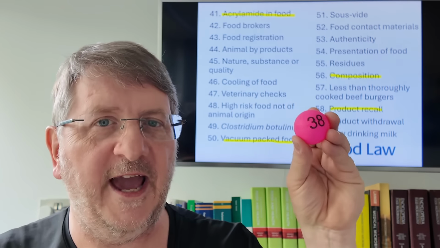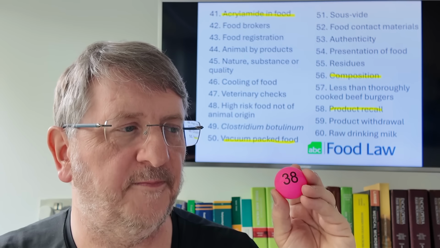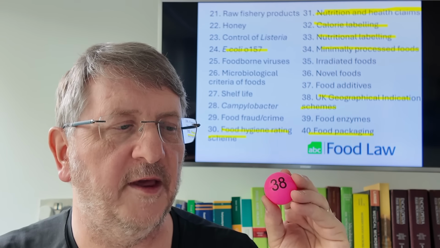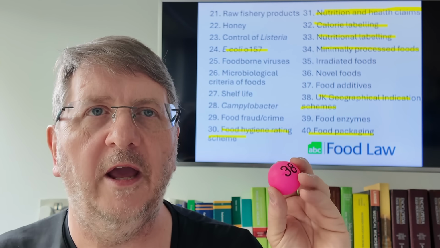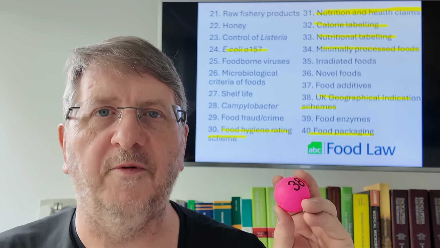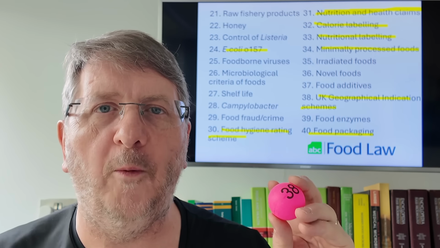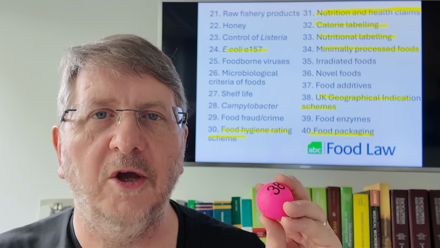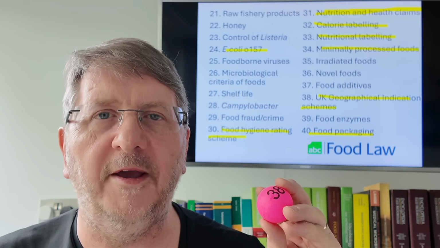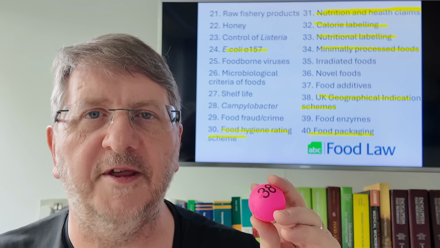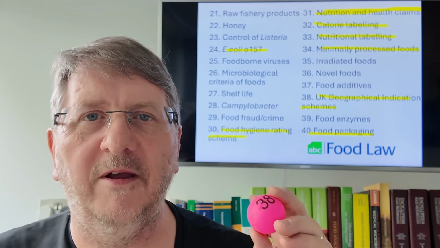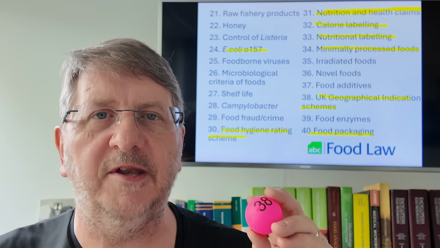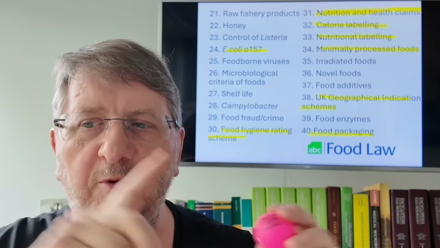Number 38. So number 38 is UK geographical indication schemes. These are schemes that actually protect names of food. You might have a Melton Mowbray pork pie or Colchester oysters, and because they're protected, you can't make Melton Mowbray pork pies in Cornwall, or Colchester oysters can't be produced in Scotland. So there are protection schemes to protect certain types of food. Food standards issue.